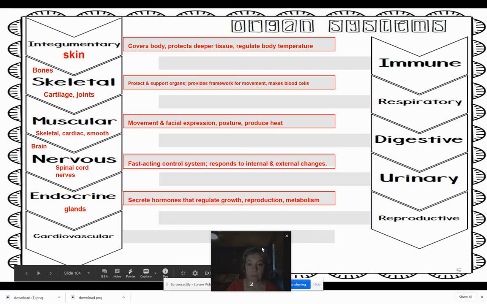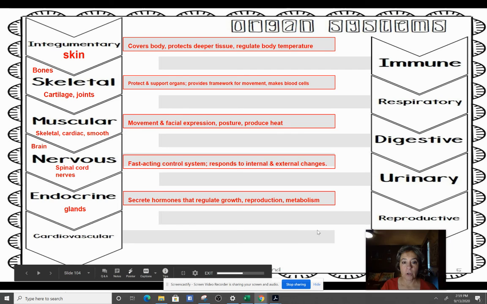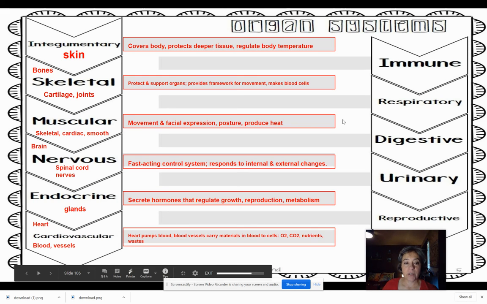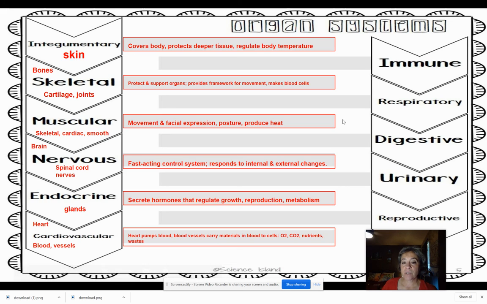I need to move myself again. The cardiovascular system over here includes your heart, blood, and the vessels. The function of that is that your heart pumps the blood. Blood vessels carry materials in the blood to your cells, and this includes oxygen, carbon dioxide, which is CO2, nutrients, and wastes.